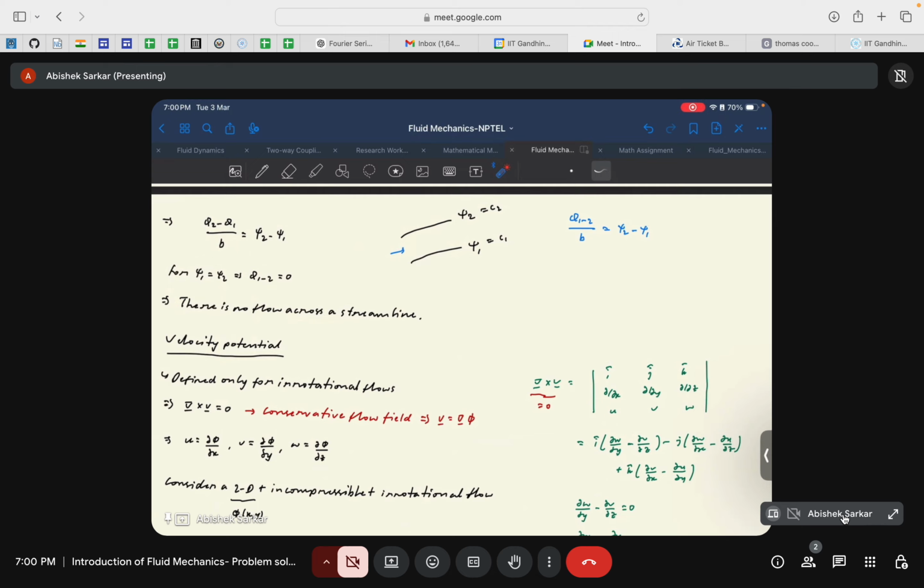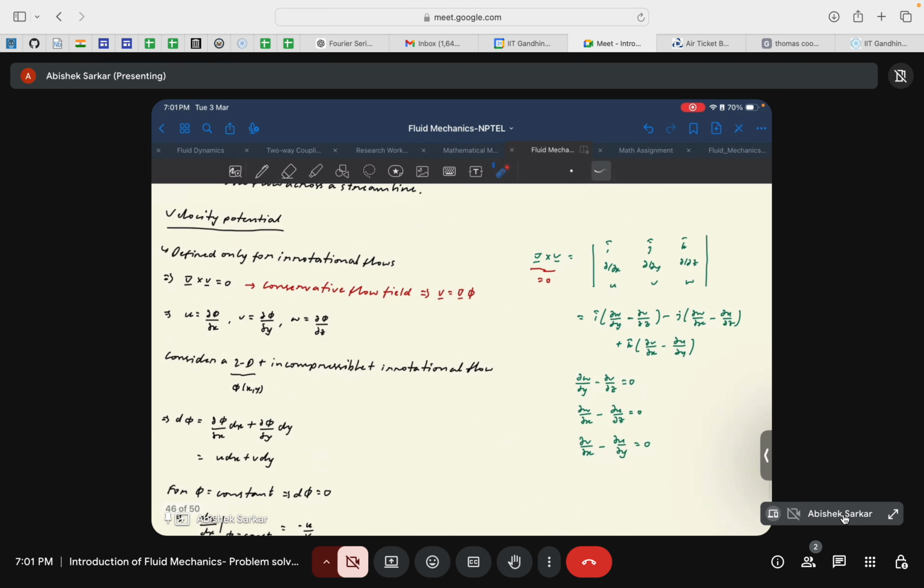That will give you a very nice understanding of how the stream functions are used to quantify the flow rate across the streamlines. Okay, I won't say across, flow rate in between the streamlines.